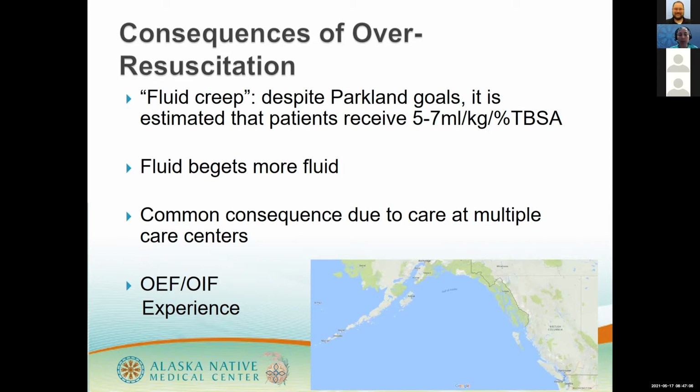It's important to learn from Operation Enduring Freedom and Operation Iraqi Freedom, where the first 6 burn deaths were all due to over-resuscitation complications. It wasn't due to burn sepsis or the wounds itself. It was all due to complications of over-resuscitation.